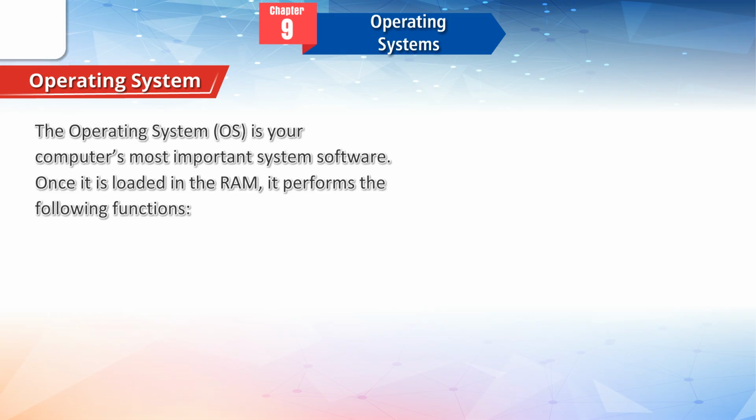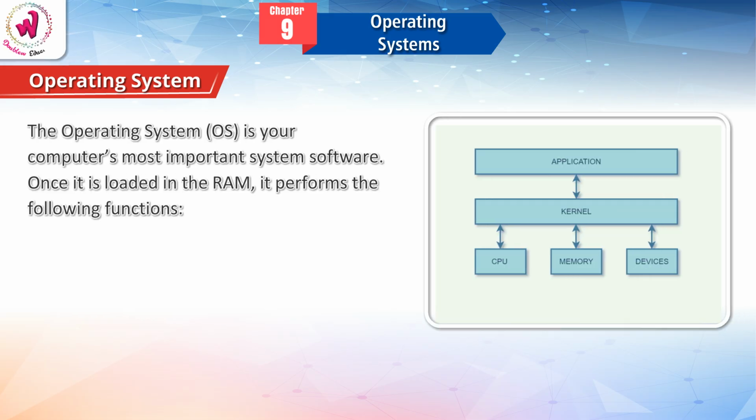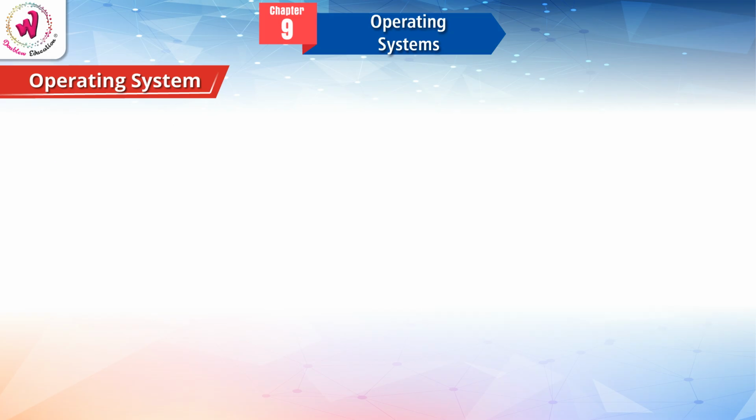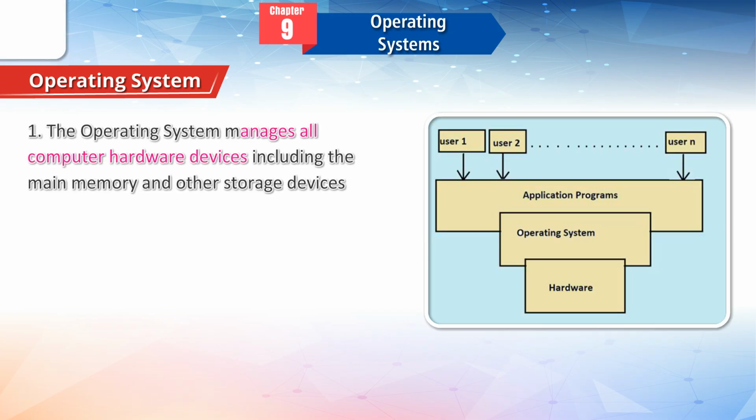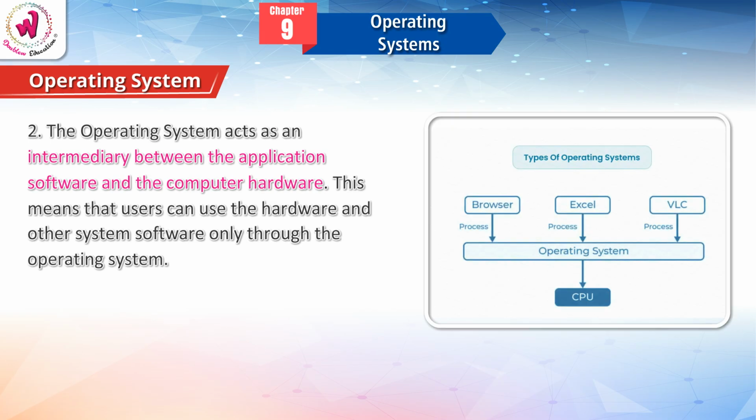Operating System. The operating system, OS, is your computer's most important system software. Once it is loaded in the RAM, it performs the following functions. 1. The operating system manages all computer hardware devices, including the main memory and other storage devices. 2. The operating system acts as an intermediary between the application software and the computer hardware.